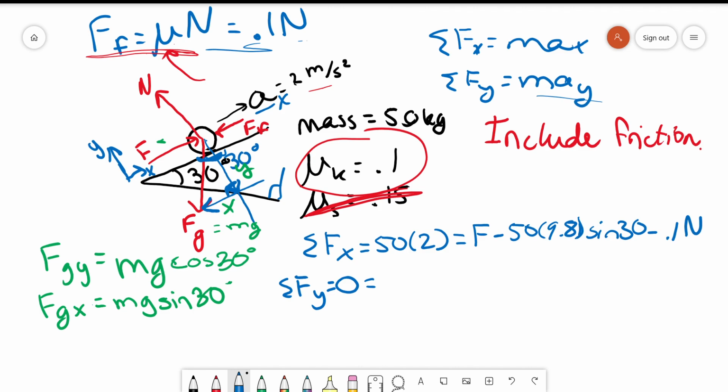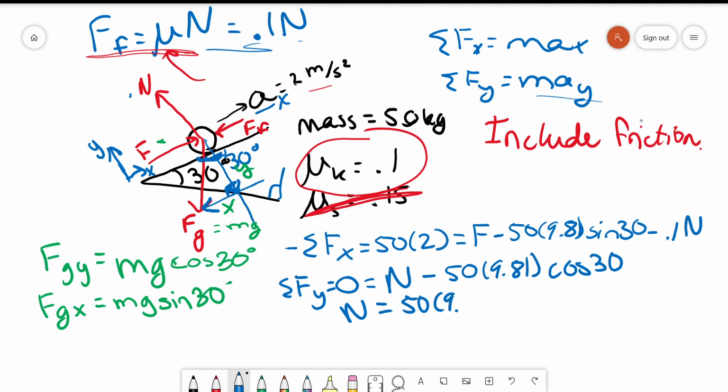And we're going to do kind of the same thing we did up here, where our y direction forces, we're going to sum them up, right? So we have positive n up here, and we have minus the y component of gravity. So 50 times 9.81 times cosine of 30. So we can rewrite this so that n equals 50 times 9.81 times cosine of 30, which is great, because now we can plug that in up here. You kind of see that?